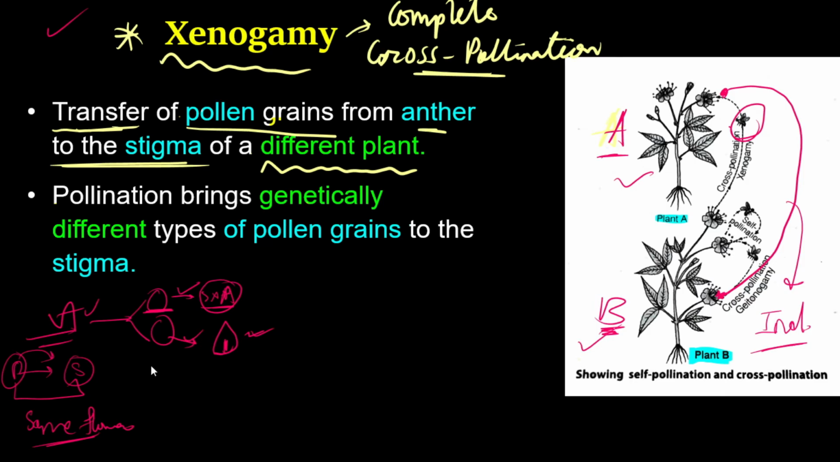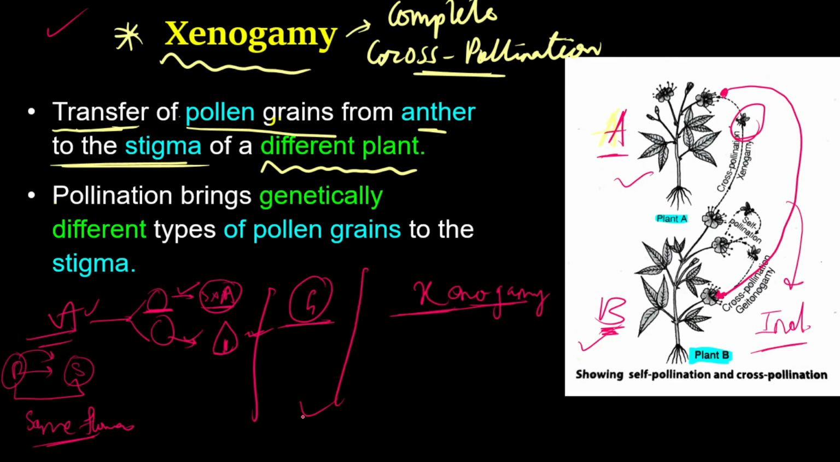Now coming to the next part, what we have discussed right now. Next we understood about zetonogamy. In zetonogamy, the transfer of pollen occurs from one flower to another flower, and these two flowers belong to the same plant. No doubt technically or functionally it is cross pollination, but genetically it is a self pollination kind of pollination.